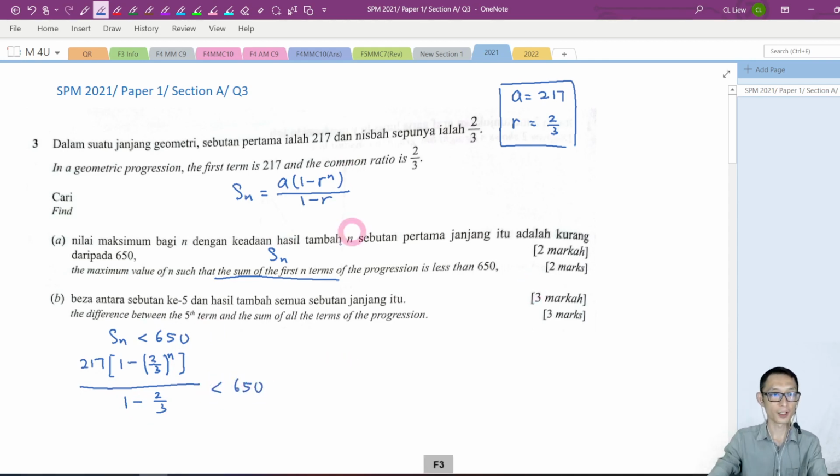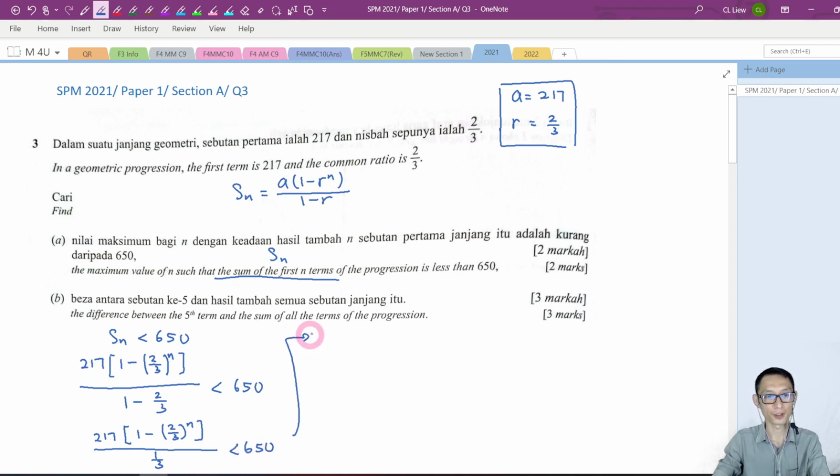A times 1 minus R power n over 1 minus R, where R is 2 over 3, is less than 650. 1 minus 2 over 3 is 1 over 3. For 217, you just copy first, then 1 minus 2 over 3 power n. This is 1 over 3. So 217 divided by 1 over 3, you will get 651. Take this one divided by this, the rest you just copy first.